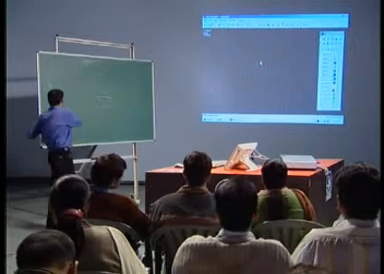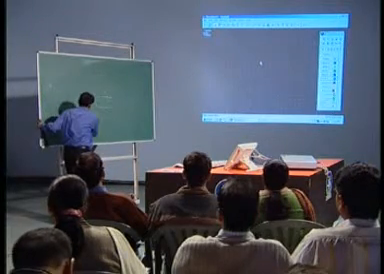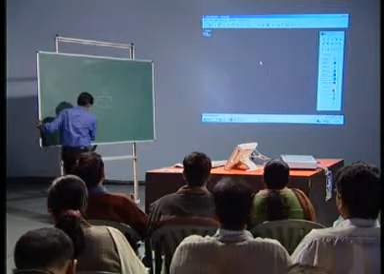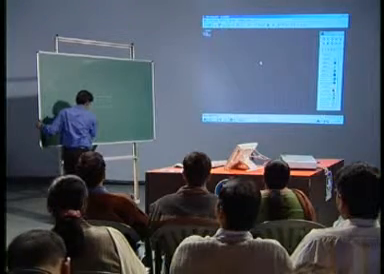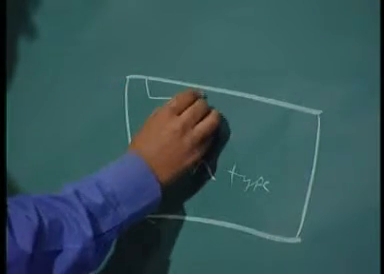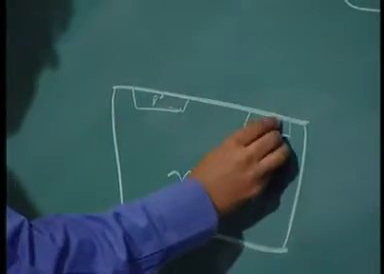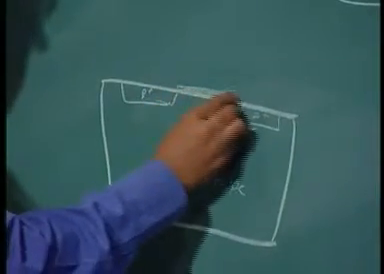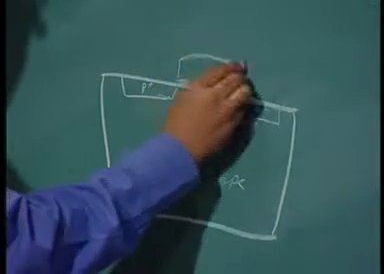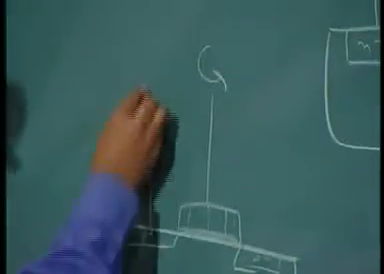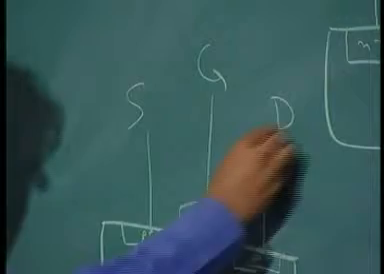So for PMOS, it should be like this one. You need one N type substrate, and then similarly P plus doped material, some oxide here, and then gate polysilicon. This is gate, source and drain.